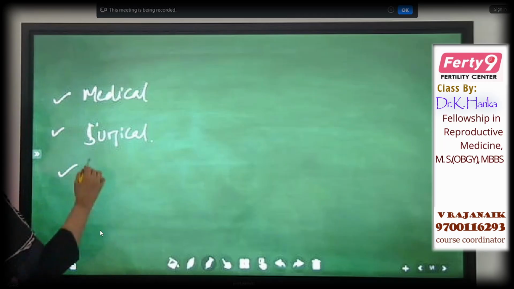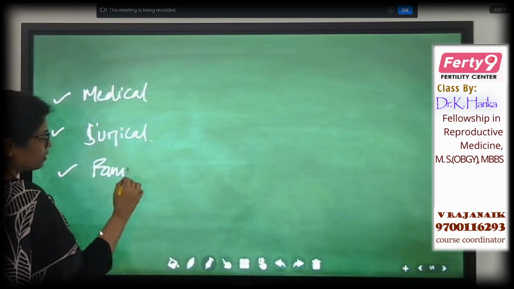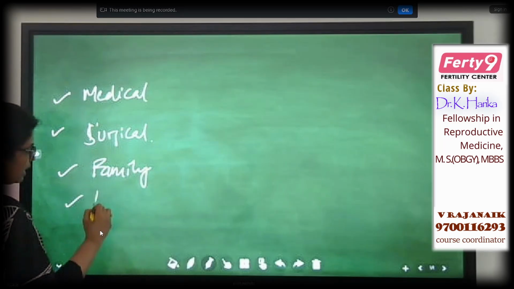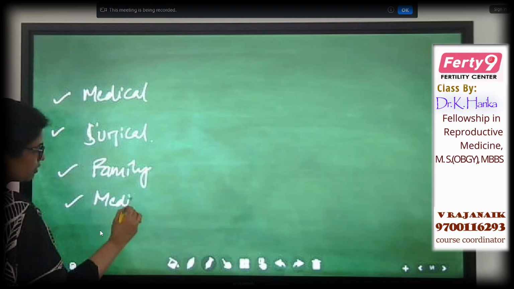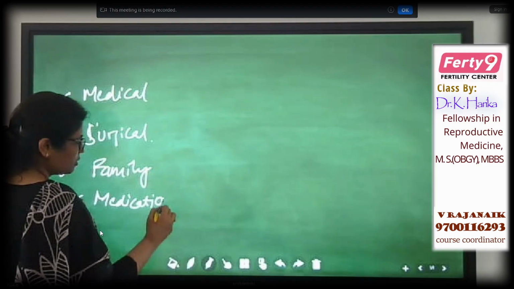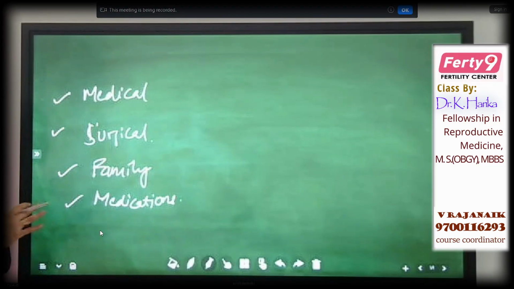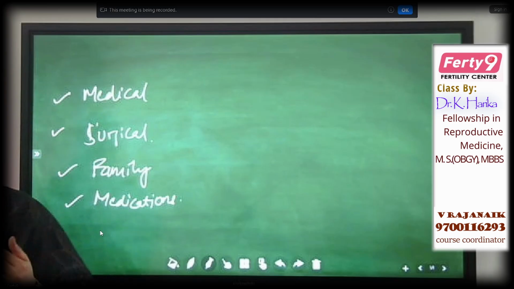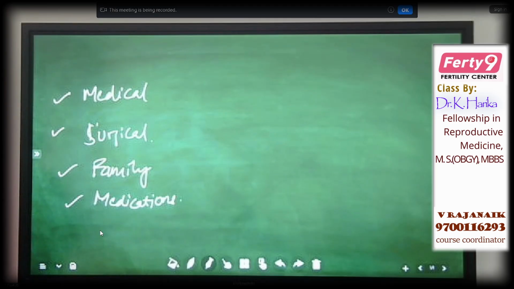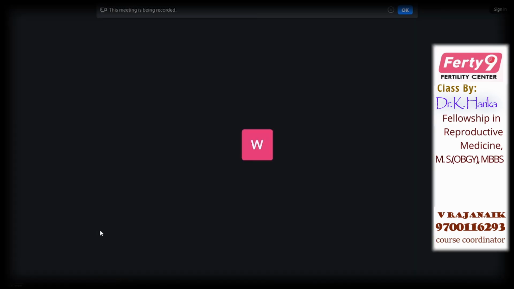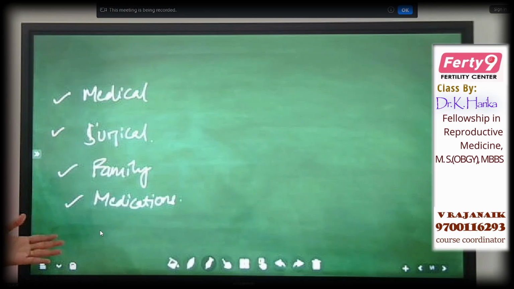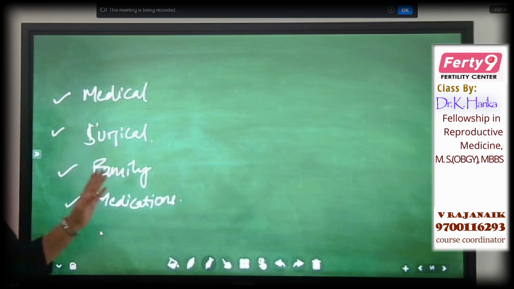Medical history, surgical history, family history, any medications. Okay, medical history. Suppose, for example, whether he's having any medical problems. Previous history of any medical problems like diabetes, hypertension, or previous history of any sexually transmitted infections. All these also cause indirect causes of infertility.